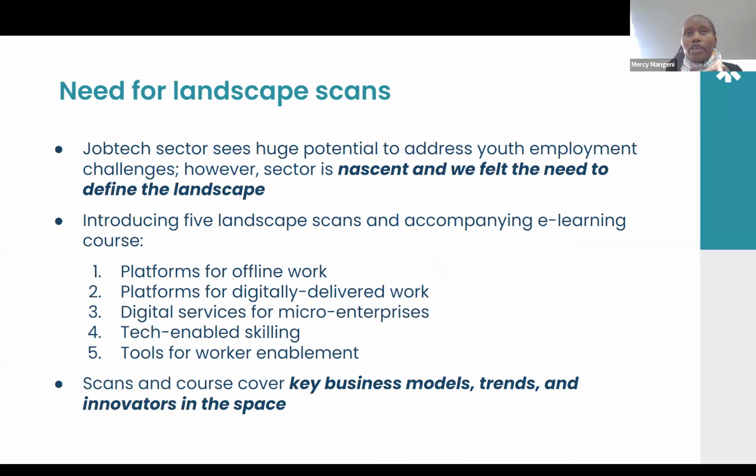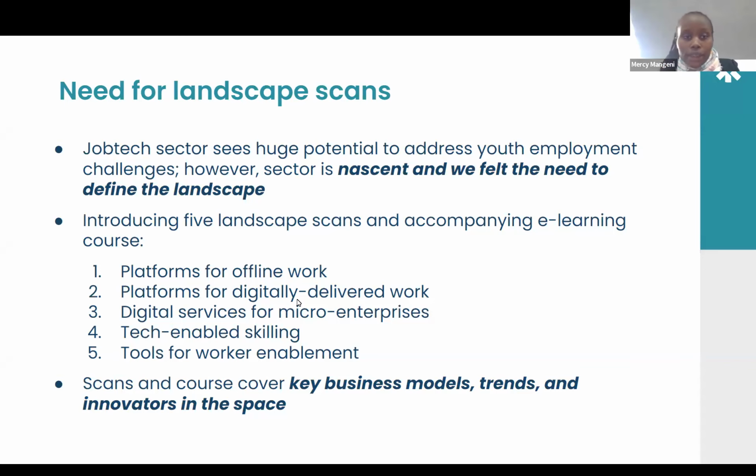So you could be a donor, you could be an entrepreneur or a platform, you could be someone from the developmental space. So any actor that is interested within the job tech space, you can download these landscape scans, which will summarize some of the common business models that we're seeing within the space, who the key actors are, if you're seeing any sector trends across all these 5 categories, but basically to give you a primer for you to understand the sector better.